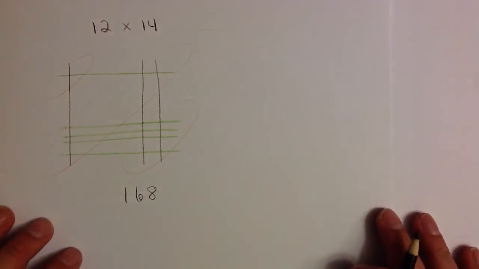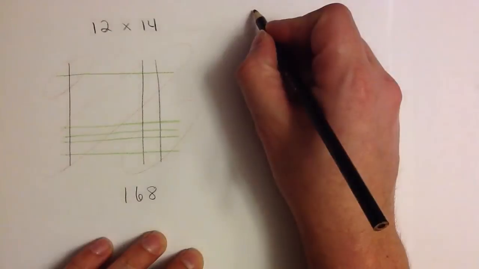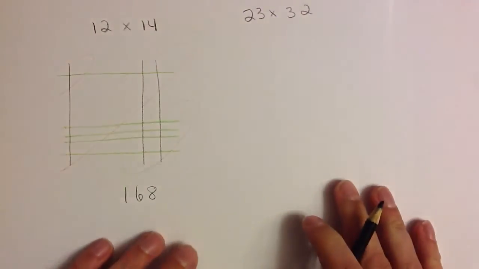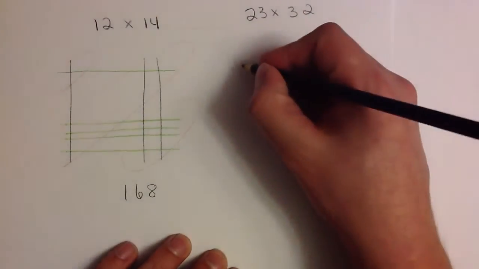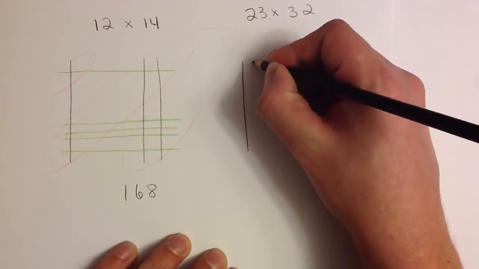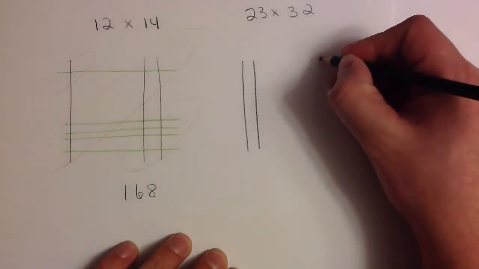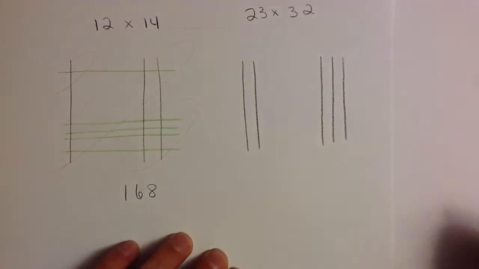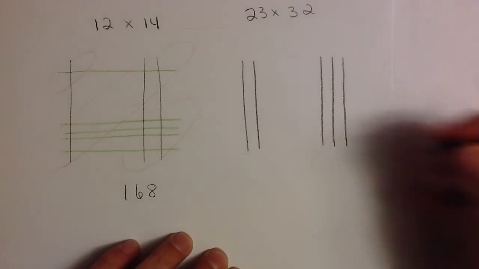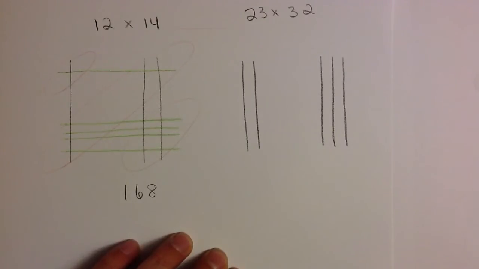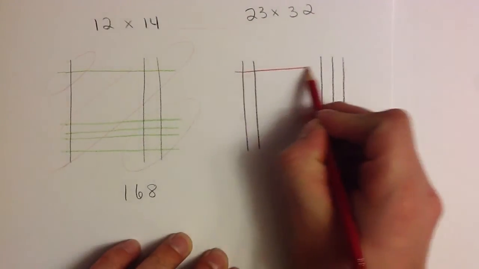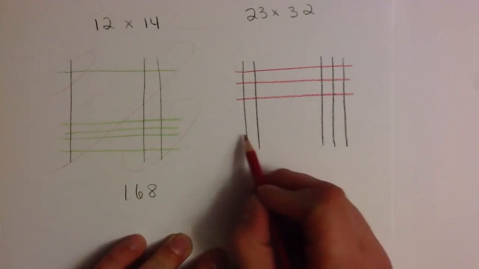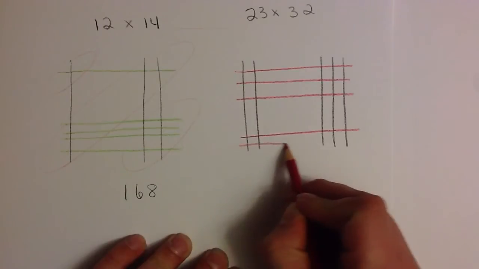Now we're going to work on another example, and now the next example is going to be 23 times 32. Alright? To represent the 23, I draw two lines just like this, and then three lines. So that's 23. Now to do the 32, I can go 1, 2, 3, and then draw two lines down here, 1 and 2.